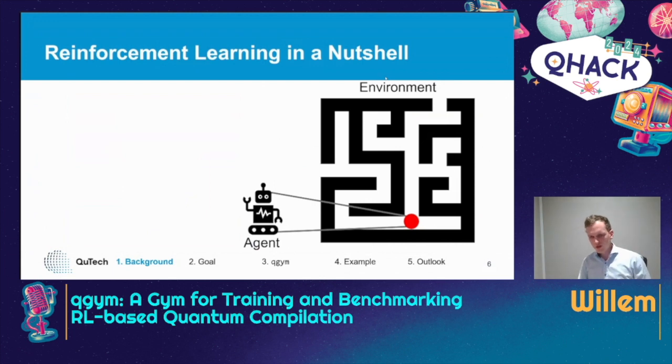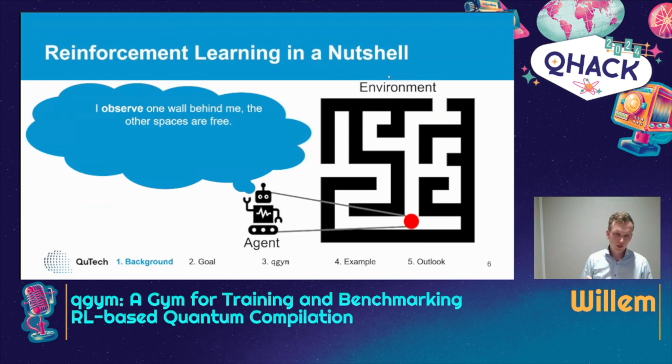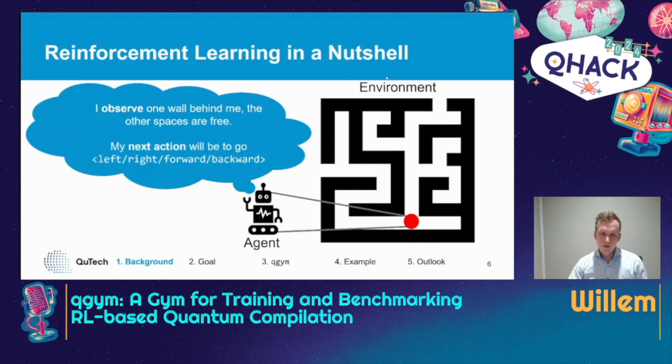So what then is reinforcement learning? Okay, so imagine you have a maze, which we call the environment, and you have a software agent, which is this nice emoticon on the slide. And an agent can observe something. For example, the agent says, I observe one wall behind me and the other spaces are free. So on the left, on the right and up, the spaces are free. And the agent has to decide what to do.